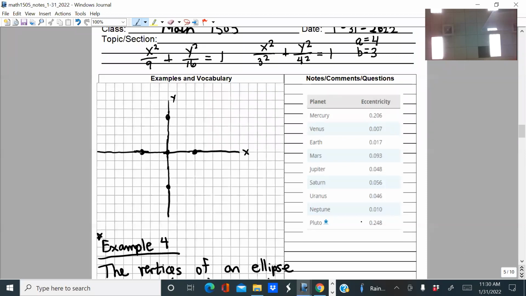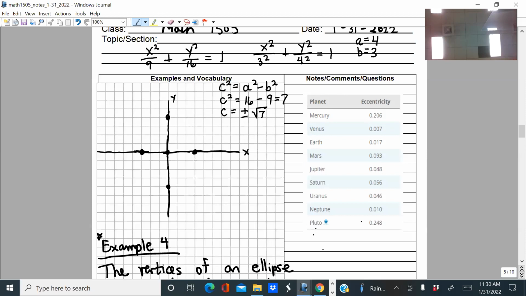Now, we do want to figure out where the foci are located, right? They're not part of the ellipse. They're not really part of the graph, but we do want to figure out where they are. And remember, that comes from that altered version of the Pythagorean theorem: c squared is a squared minus b squared. So c squared is going to be, a squared was 16, and b squared was 9. So c squared is 7, which means c is the square root of 7.